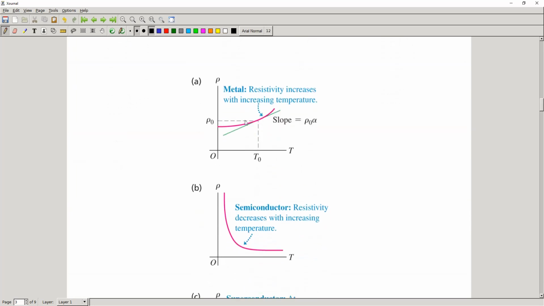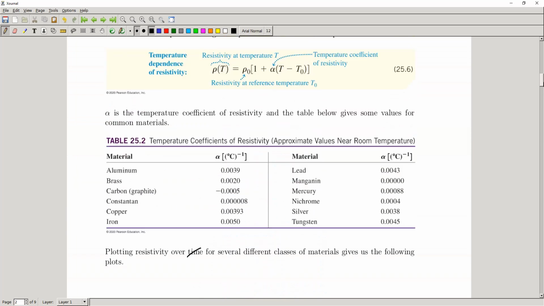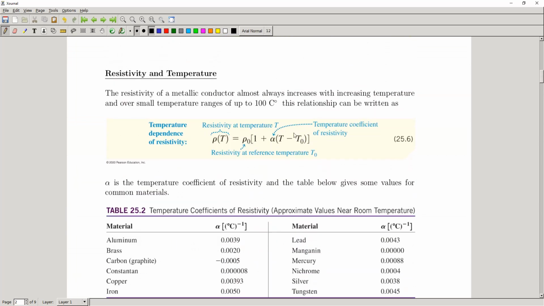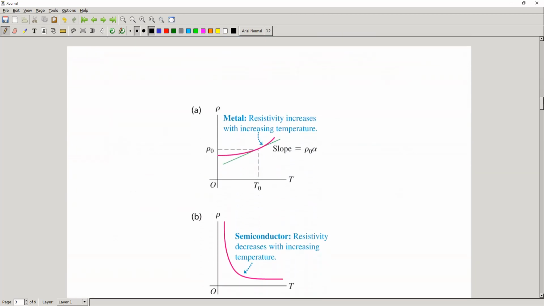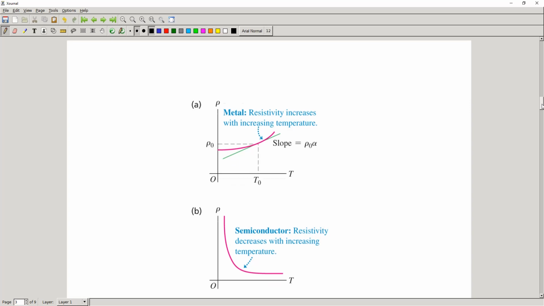We can see that our line is a pretty good approximation to this curve here, and we can see that the slope of the line would actually be rho naught alpha, right? If we change this equation into slope-intercept form, the slope, the coefficient out in front of our variable T, is going to be rho naught alpha. You can play with that to prove it to yourself, but the slope ends up being that value, and that line really is a decent approximation for the curve that we get when looking at the resistivity of these materials as a function of temperature.